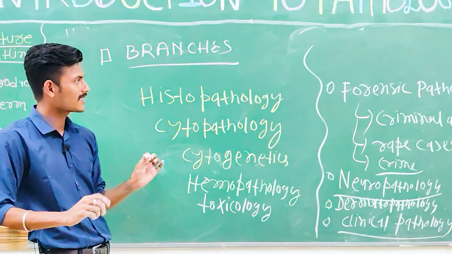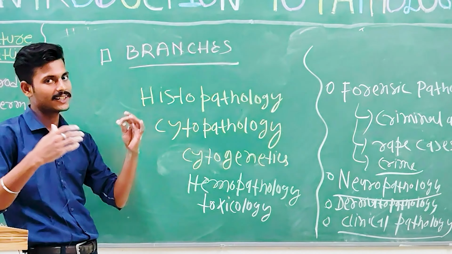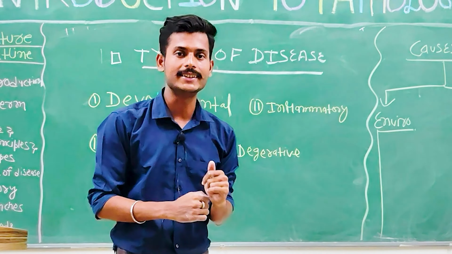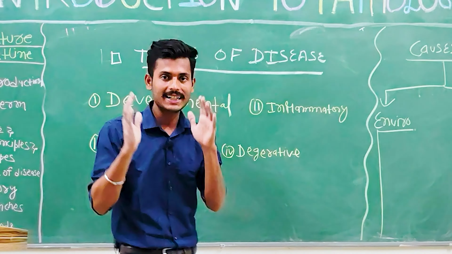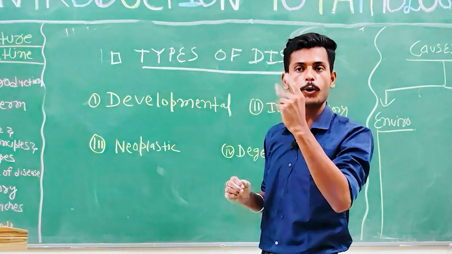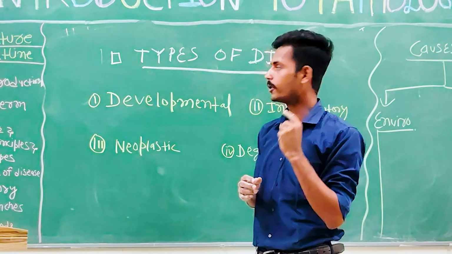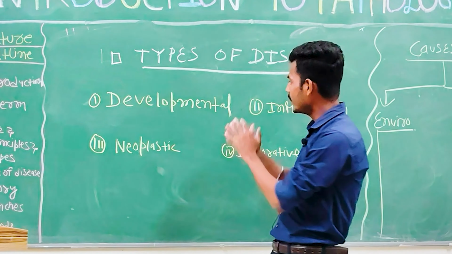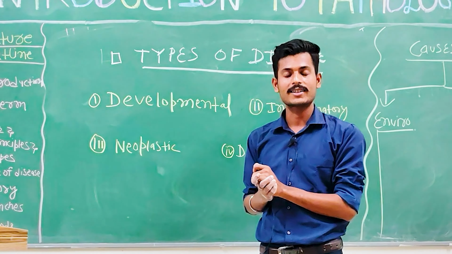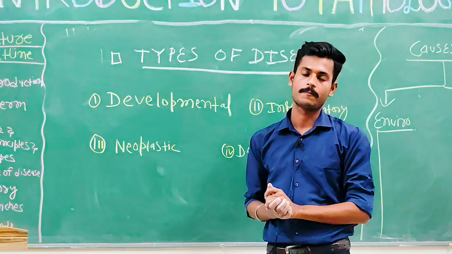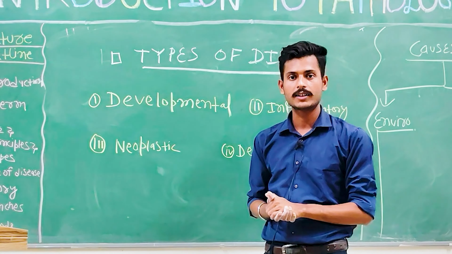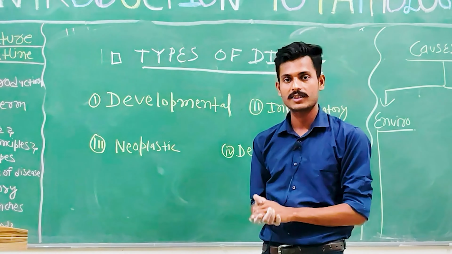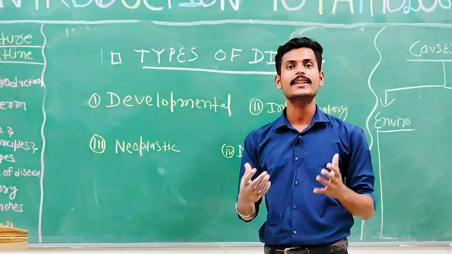Now let's quickly discuss the types of diseases and their causes. If we classify diseases broadly, there are four types. The first is called developmental diseases. These diseases start in the early phases of life, when the baby is inside the mother and immediately after birth. All the problems the baby suffers from are called developmental diseases.